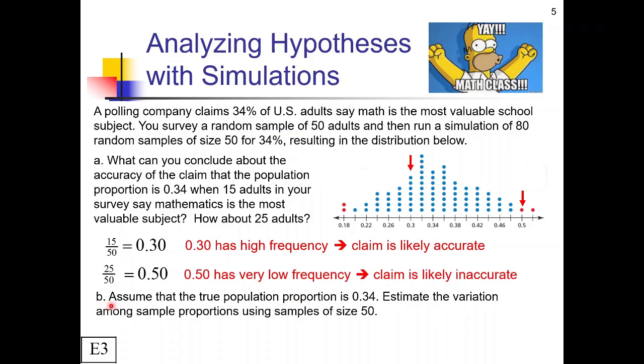Now, this next part of the question, they said, assume that the true population proportion is 0.34. Estimate the variation among sample proportions using samples of size 50. What they're basically asking for here is if 0.34 is the true percent value, the true chance you have of getting someone that says math is valuable, then what's the range of these random probability values that we would expect if we were to build a distribution based off of that? And we already have a distribution, so we can use that to answer this question.